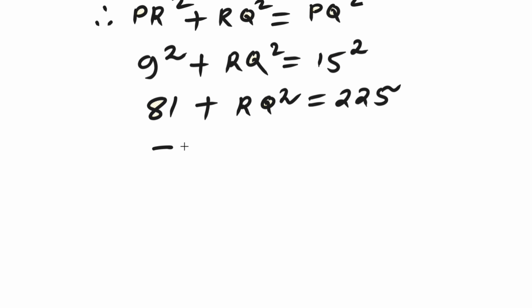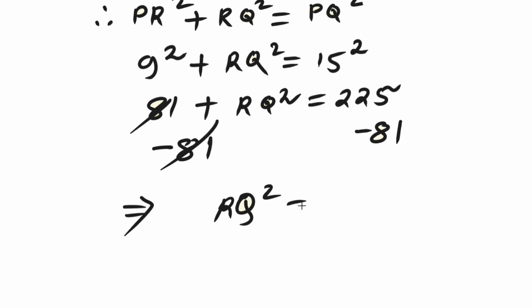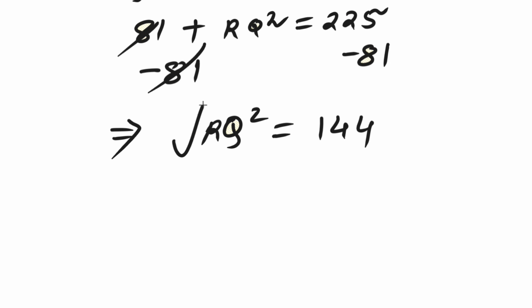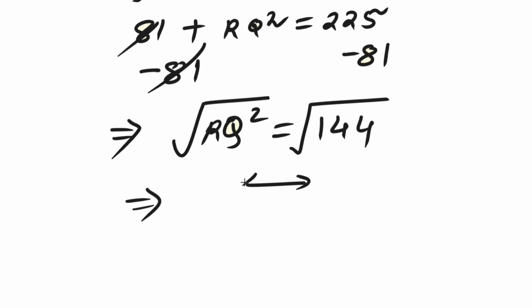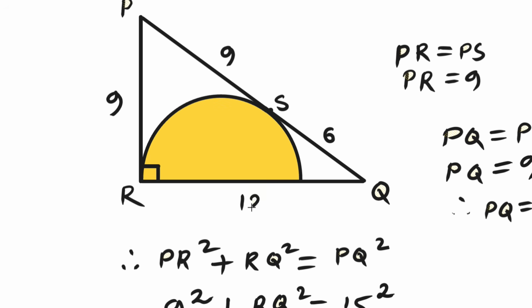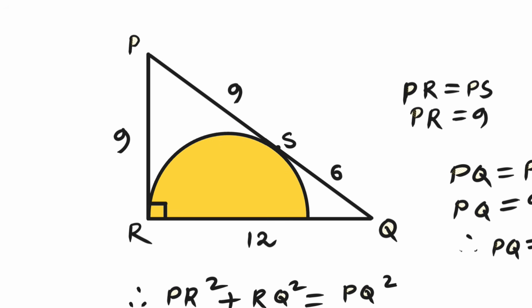Now subtract 81 from both sides. This gives us RQ squared equals 225 minus 81, which is 144. Taking the positive square root, because a length must be positive, we get RQ equals 12. So at this point, we know the complete dimensions of the large triangle. The legs are 9 and 12, and the hypotenuse is 15. Now comes the interesting part, because we still need the radius of the semicircle.